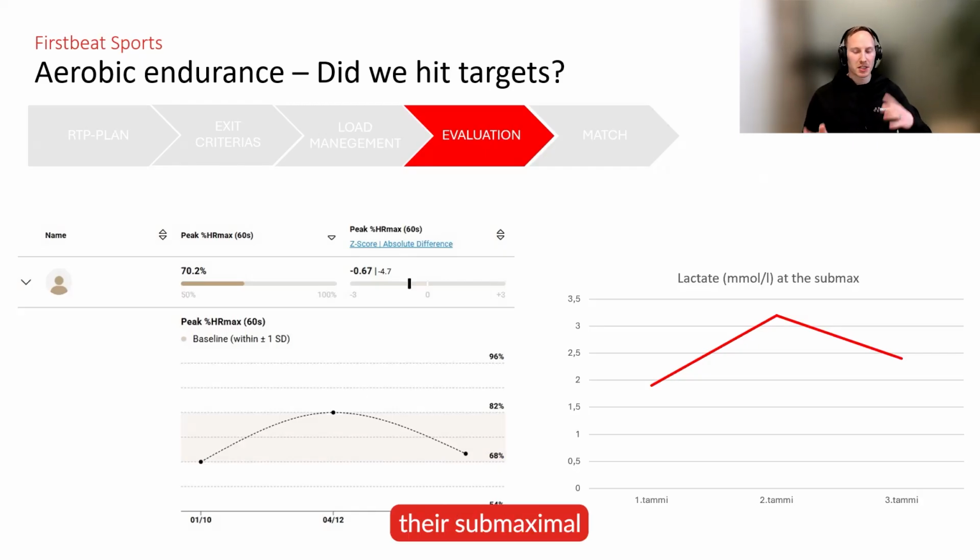Their submaximal protocol was 3 times 3 minutes on a bike. They started with 100 watt, then 150, then 200. And after that 200 block, they took the blood lactate. And here you can see the same trend as in heart rate exercise. Okay, the dates are wrong, but the story is the same. On the 4th of December, they got the worst values, and then they improved again in January.